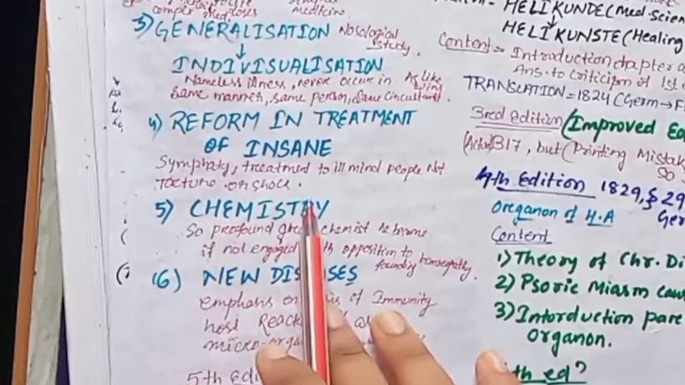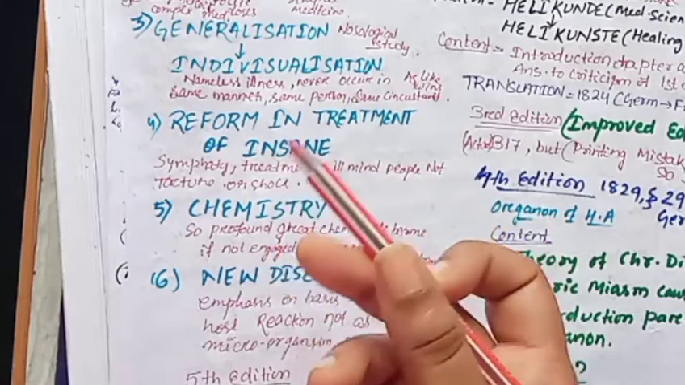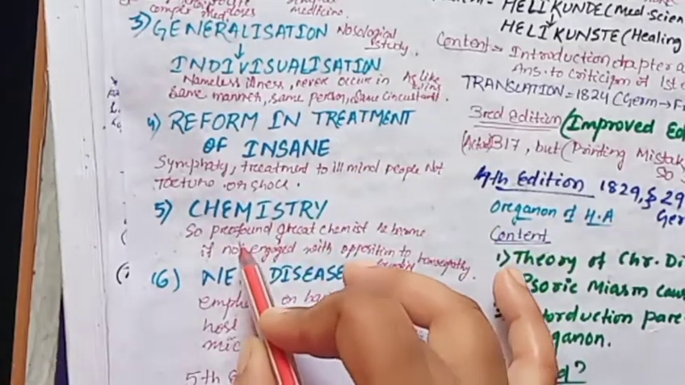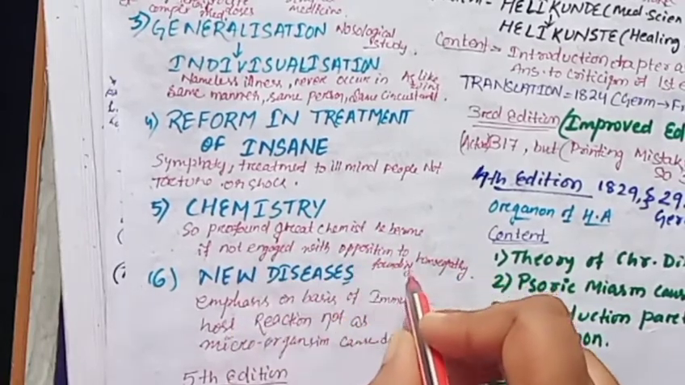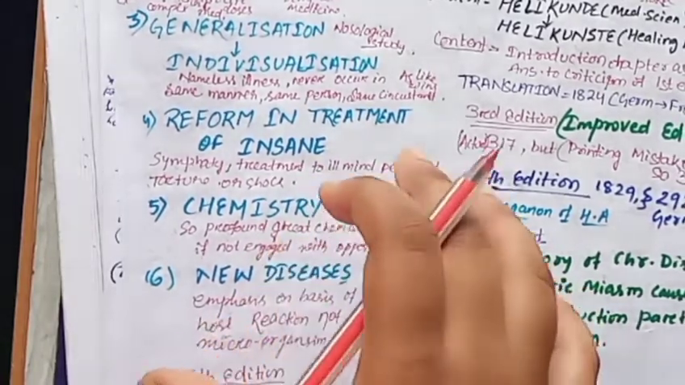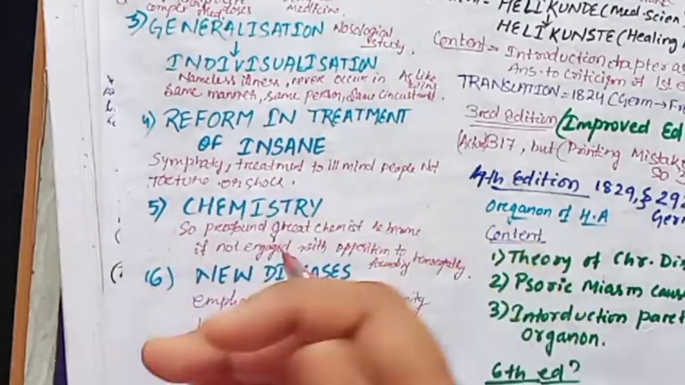Then chemistry, he was a good chemist. He gave chemical elements to society, meaning he had profound knowledge of chemistry. If he had not been engaged in founding homeopathy, he would have become a profound chemist, because his contribution to chemistry is very large and cannot be fully explained.